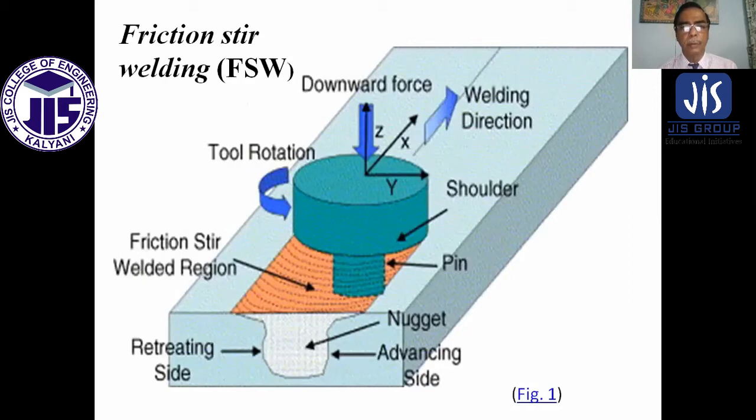This figure shows how friction stir welding works. This is the shoulder, and the tool rotates, this is the spin. This is the welding direction, and a downward force is applied. This is the weld nugget, the advancing side and the retreating side, the welding region, the friction stir welding region. So this is how the friction stir welding process works.